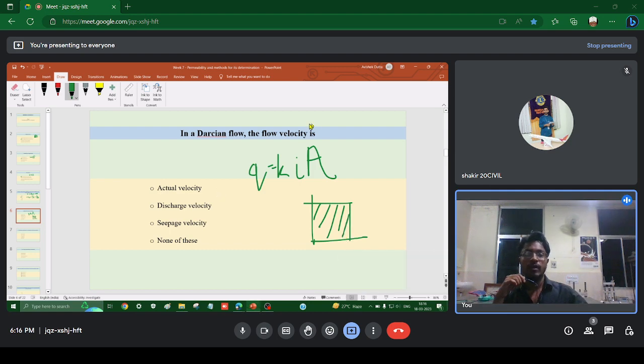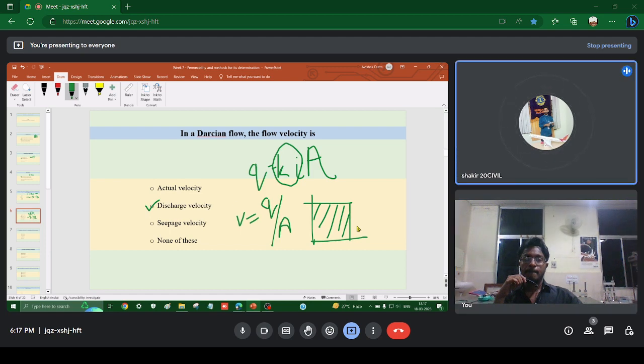And now the velocity. Velocity is equal to Ki, right? V equals Ki, so velocity will be equal to Q by A, isn't it? Here we are taking the entire area, and there is no such terminology as actual velocity. Discharge velocity is what we use while solving Darcian flow problems. So the flow velocity in a Darcian flow is the discharge velocity. Good. I hope it's clear. Next question.